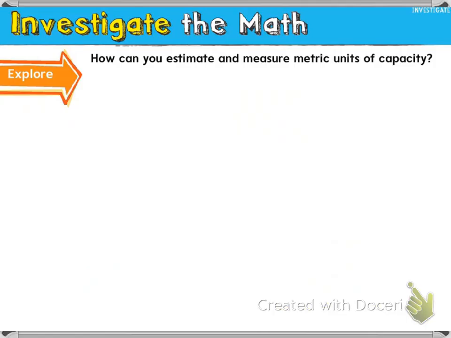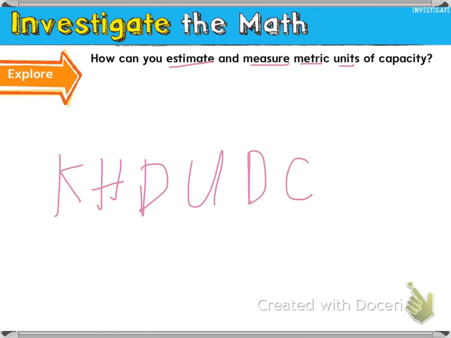All right, so how can you estimate and measure metric units of capacity? Think about that for a second. If we know that capacity is the amount of liquid that a container can hold, then we can estimate and measure the metric units of that. Okay? So if we have King Henry doesn't usually drink chocolate milk, but we change this usually to liter.